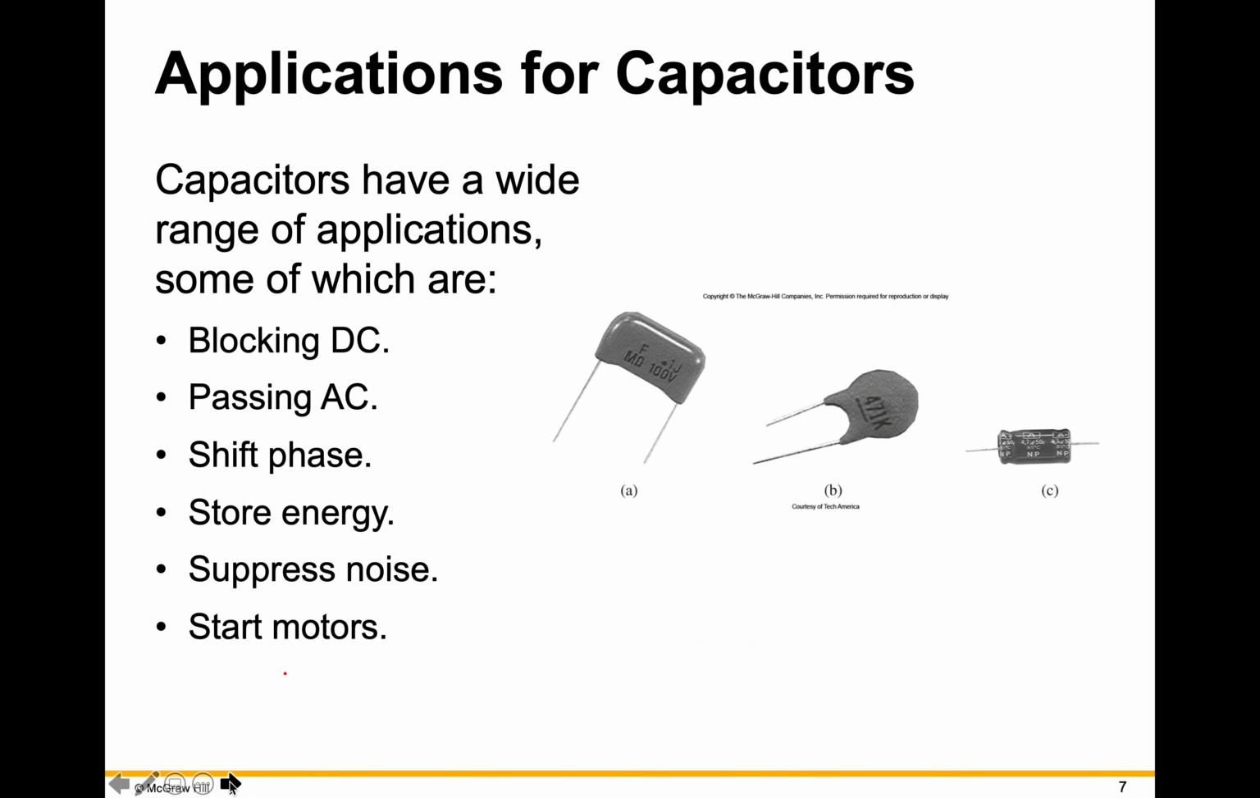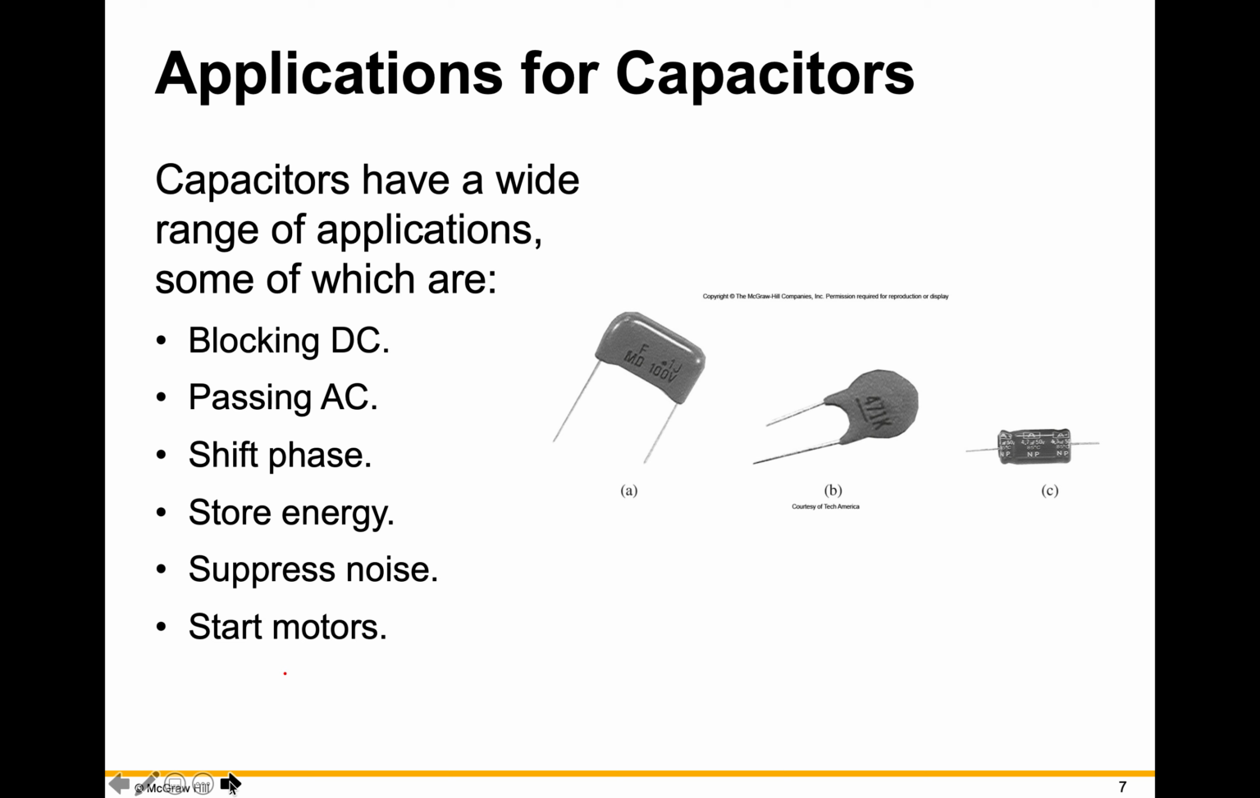Some additional applications. Capacitors can be used to block DC voltages. They can similarly be used to pass AC voltages. They can be used to shift the phase of a voltage, which we'll talk about a little bit when we get to AC. They're used to store energy. They can be used to suppress noise, and by that I mean electrical noise. So a capacitor can be used in a certain configuration to reduce noise.